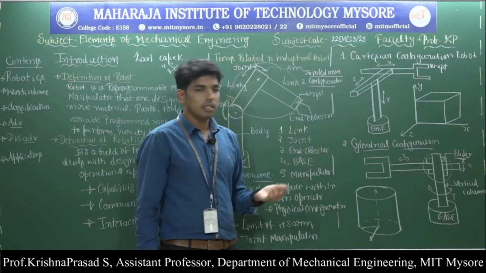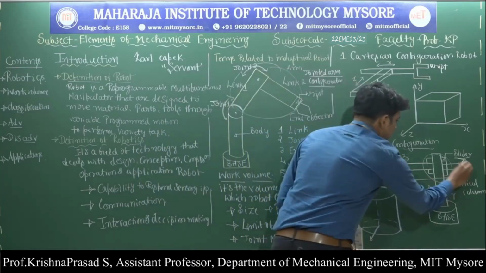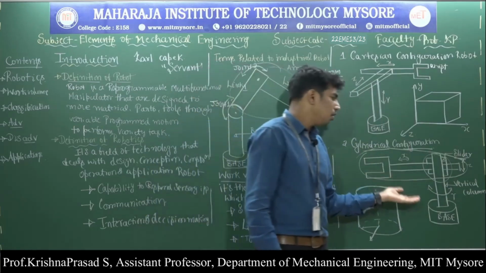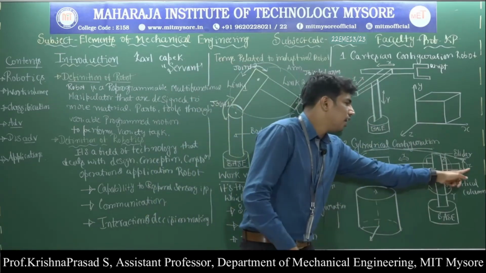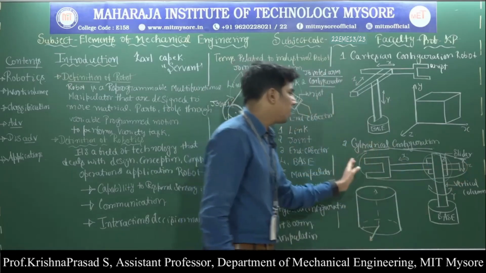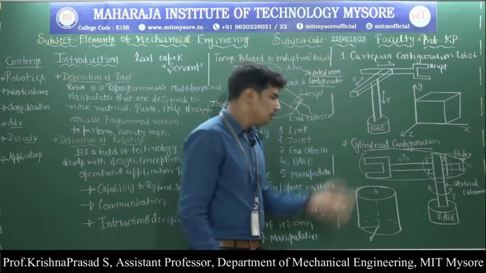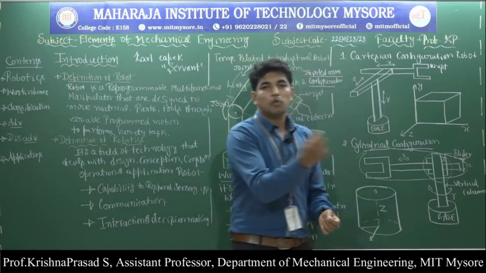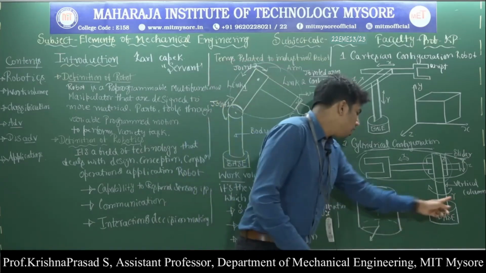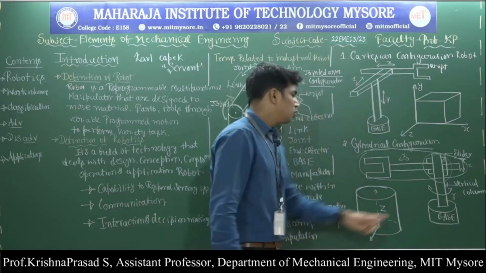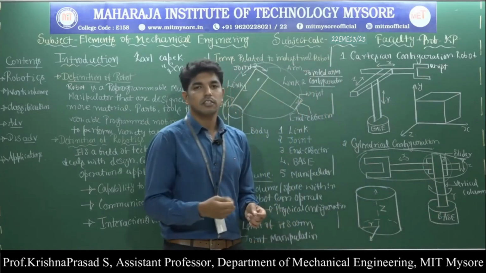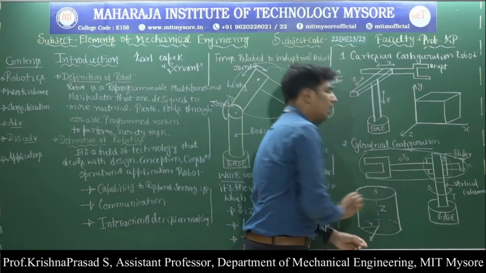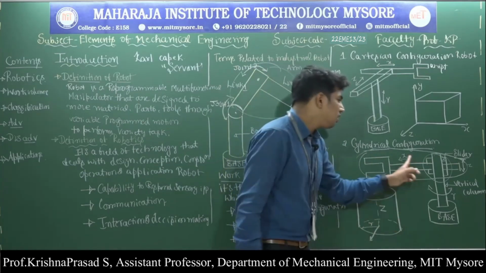Then, very important thing, this complete part is called the arm assembly. This entire arm assembly can be moved up or down with the help of the Z joint. Then this vertical column can be rotated about its own axis using the R joint. Next, very important one, this arm can be radially moved in and out using the X joint.